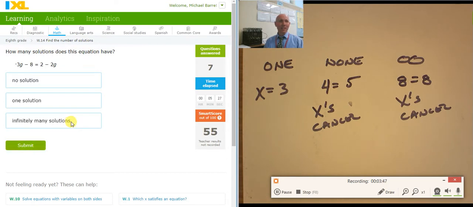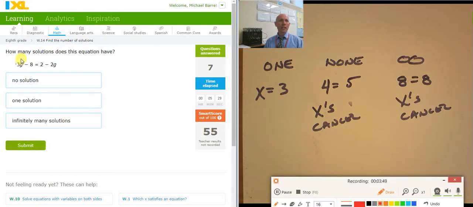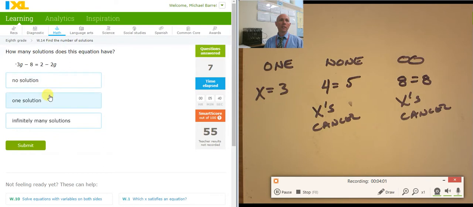Let's go with it. Okay, are these g's going to cancel out? Is a negative 3g going to cancel with the negative 2g? No. So the g's are not going to cancel. So what does that mean? That means there's one solution because the g's are not canceling out.